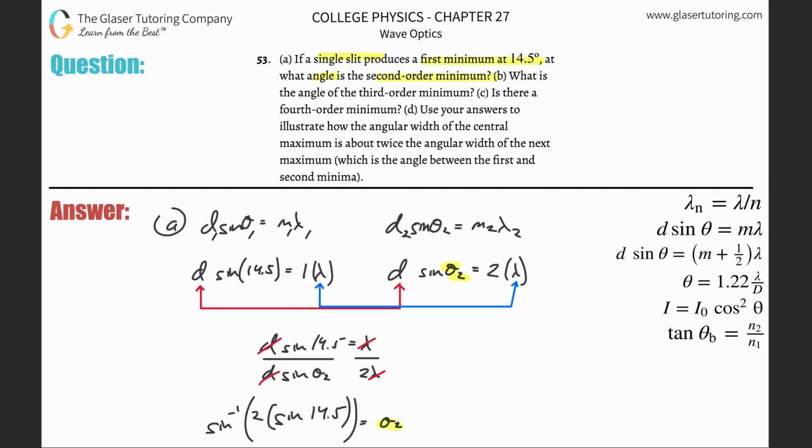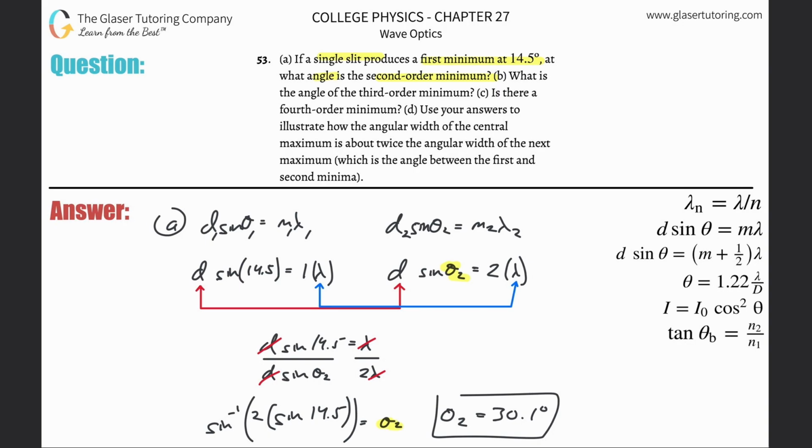And there's now your formula. So all you have to do is plug that into the calculator. Make sure you're in degree mode, otherwise your answer will be in radians. So inverse sine of 2 multiplied by the sine of 14.5 is going to be 30 degrees. So theta 2 is going to be about 30.1 degrees. And that takes care of letter A.